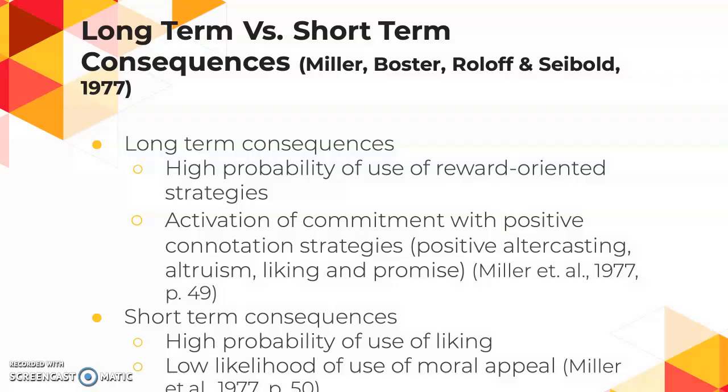So in a study by Miller, Bolster, Roloff, and Seibold in 1977, long-term consequences were associated with high probability of use of reward-oriented strategies and the activation of commitment with positive connotation strategies like positive altercasting, altruism, liking, and promise. Short-term consequences were associated with high probability of the use of liking and low likelihood of the use of moral appeal.